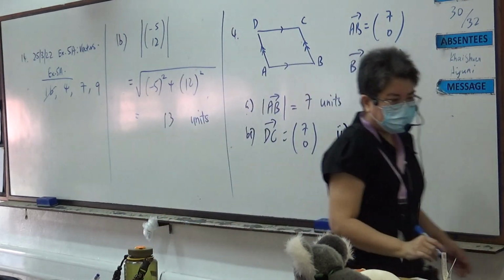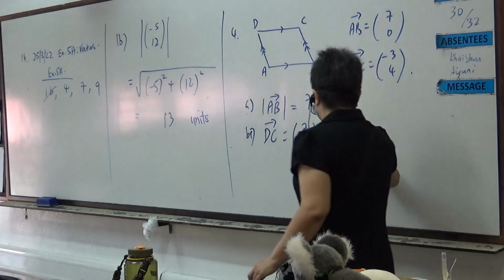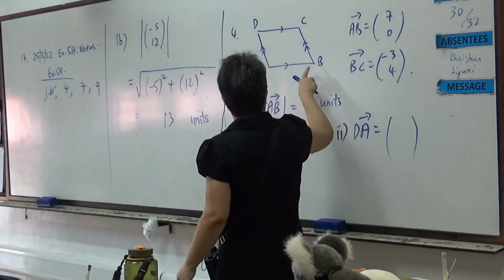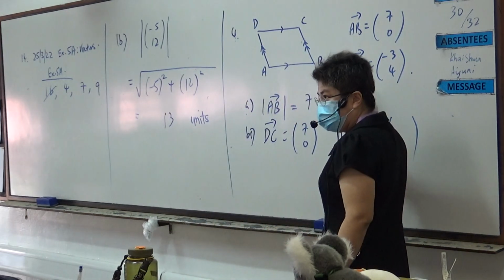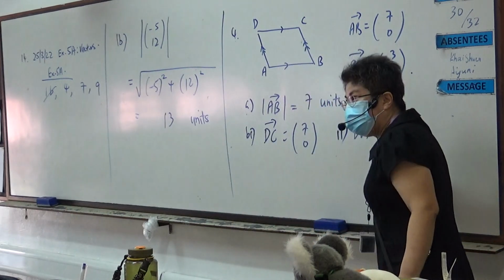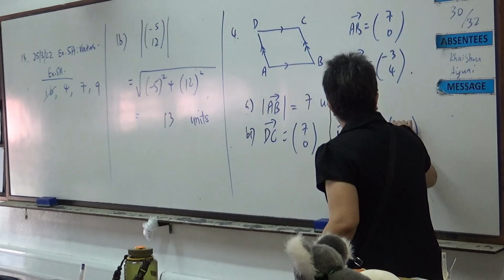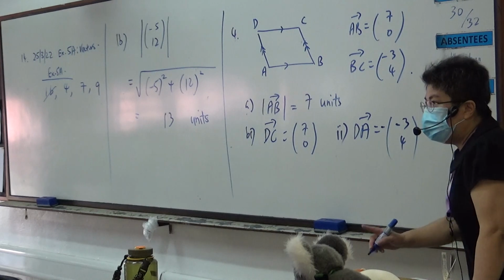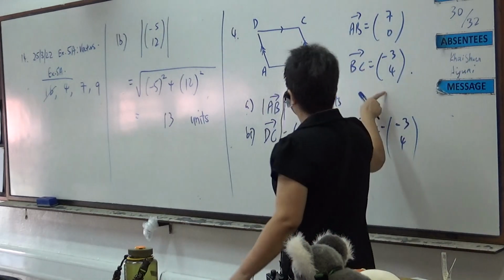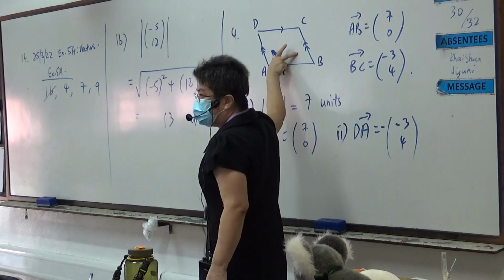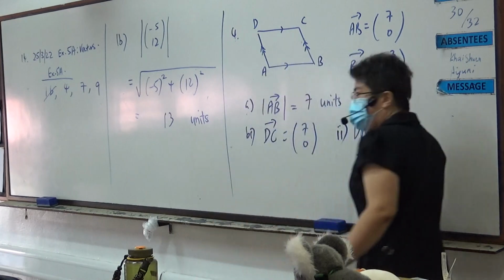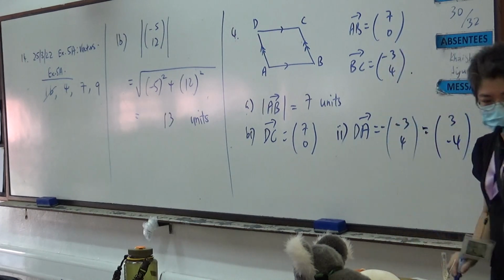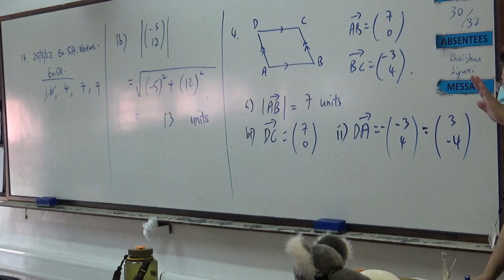Part 2. What do they want? DA. They want the vector DA. Now, BC is this one, right? So AD will also be this one, right? So DA is the other direction, so I must put a negative. Repeat, all of you look. BC is this one, right? So AD will be the same because same direction. But if you want the other way round, it must flip, right? Negative. So what is this? 3, negative 4. Are you all clear?